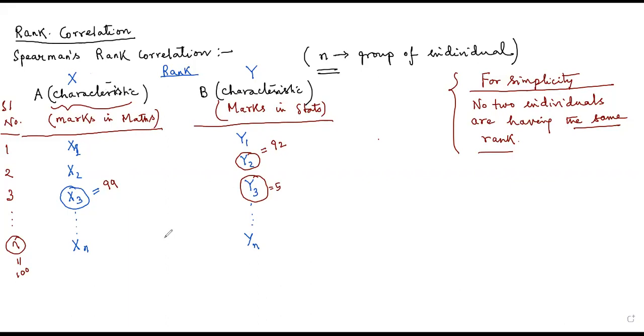Now, if I want to calculate the correlation between these two variables, this correlation coefficient is known as Spearman's rank correlation coefficient. And that Spearman's rank correlation coefficient can be deduced from the correlation coefficient that we have already studied. The correlation coefficient that we have studied goes by the formula covariance of xy divided by sigma x sigma y.